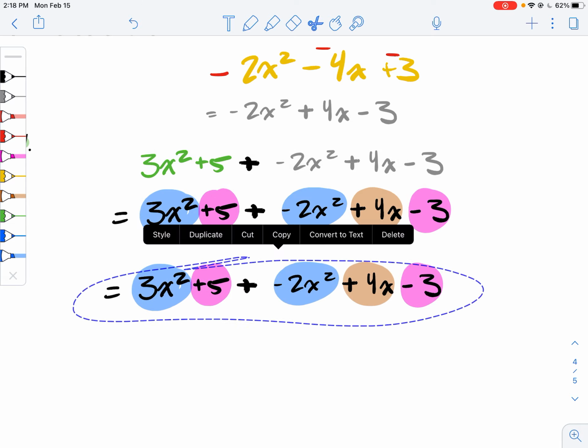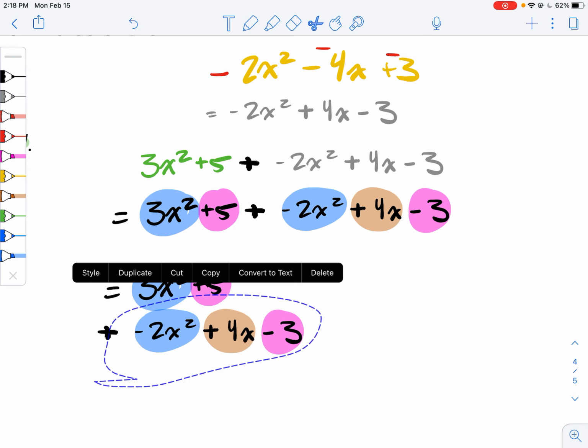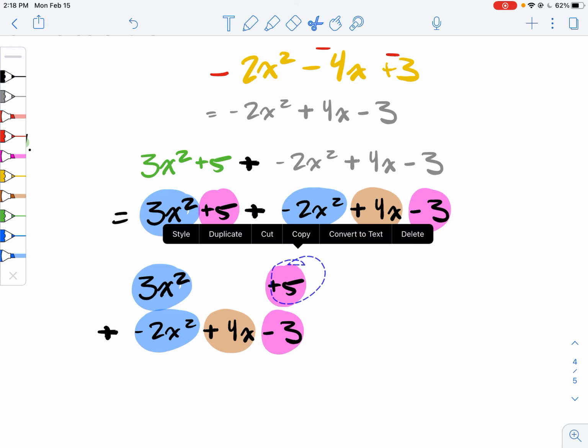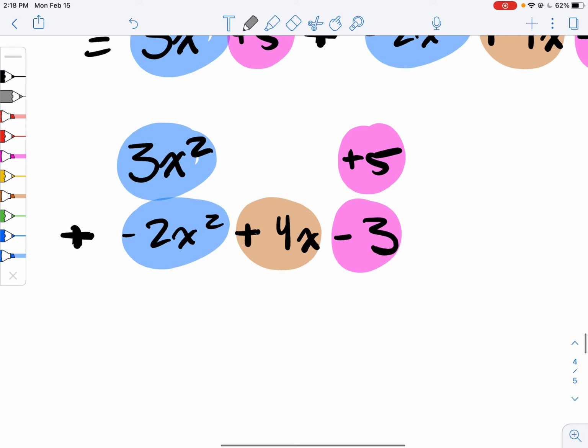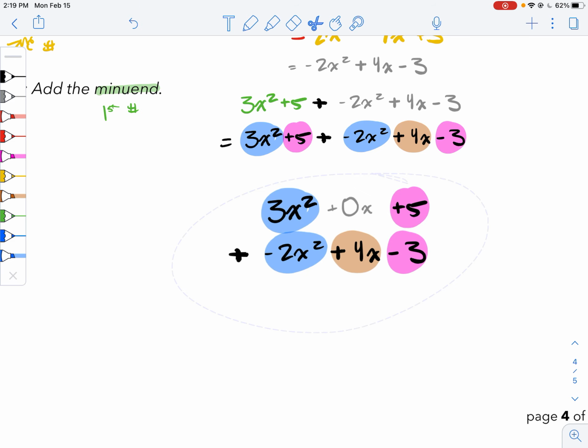Using the column method, oh, that doesn't quite line up. I need to space this guy out just a little bit. If it helps, you can think of this as saying, this is plus 0x. There's nothing there. And that's okay.